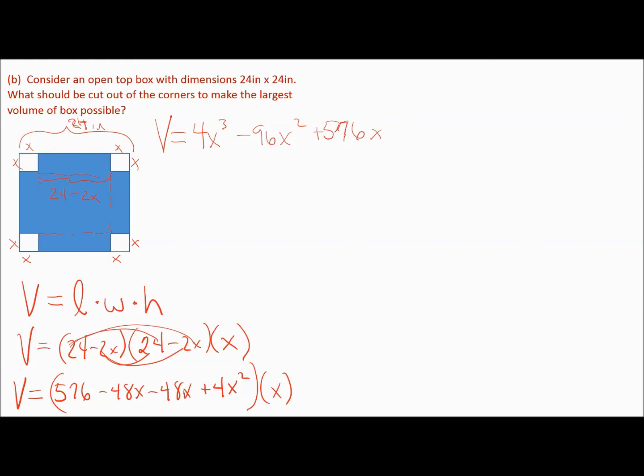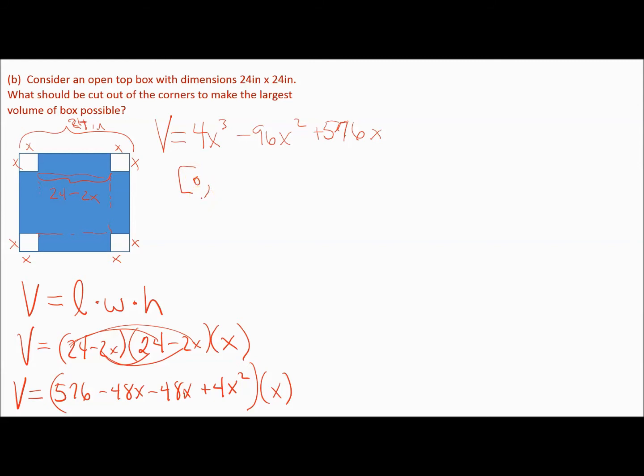Now for our particular situation, our x value can't be 0, right? I mean, you have to have a box. Okay, so the lowest x would be 0. What's the biggest x could be?